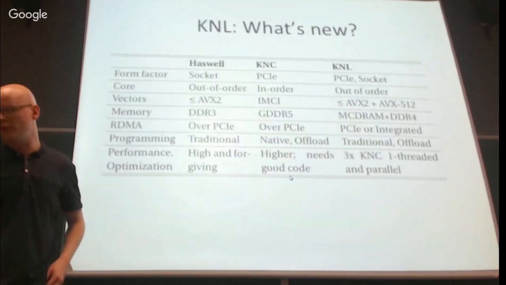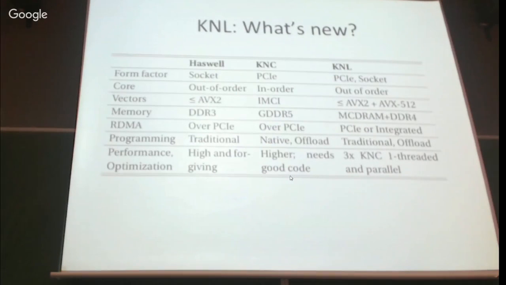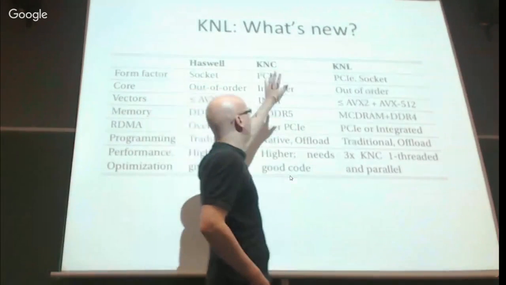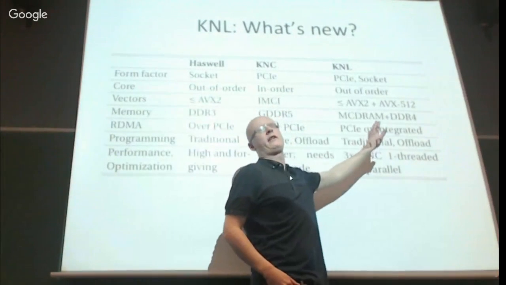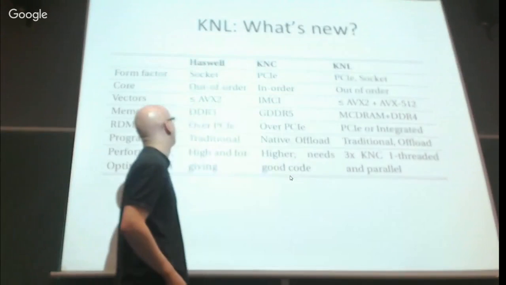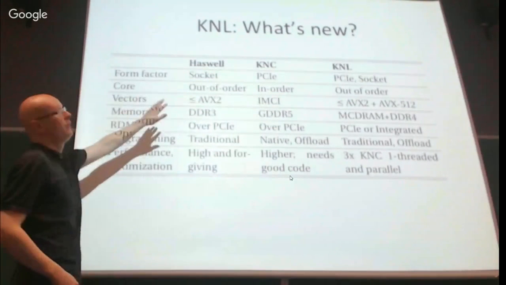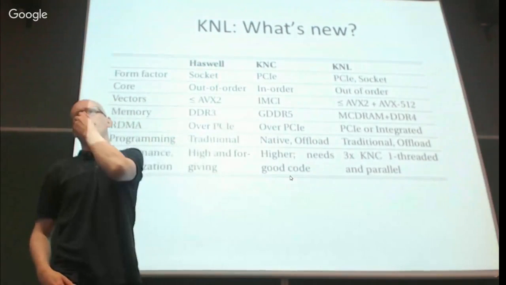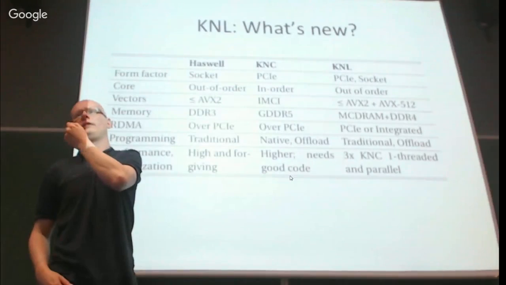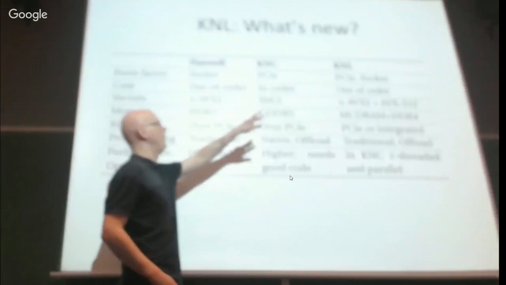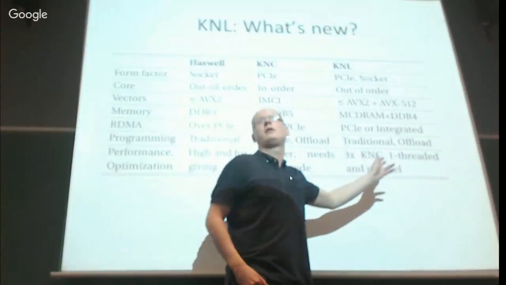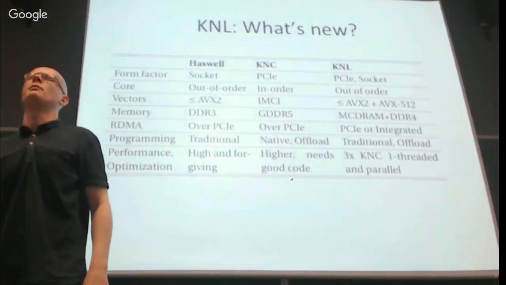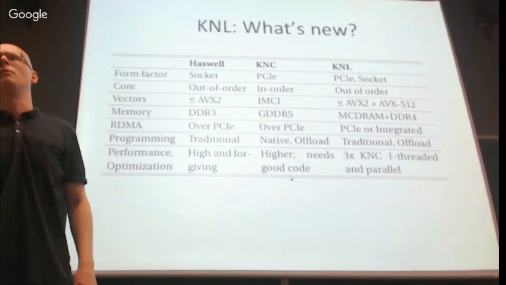So KNL, what's new? Form factor: Haswell is a socket, KNC is PCIe, KNL is PCIe or socket. What we're most interested in is the socket. Core: Haswell has an out of order core, KNC was in order. It was a big performance bottleneck as well, the fact that it was an in order core. Now, KNL is an out of order core. Okay? It's based on Atom cores, Atom Silvermont. Same type of cores you see in your mobile phone.